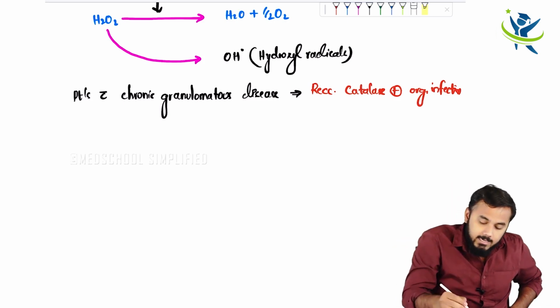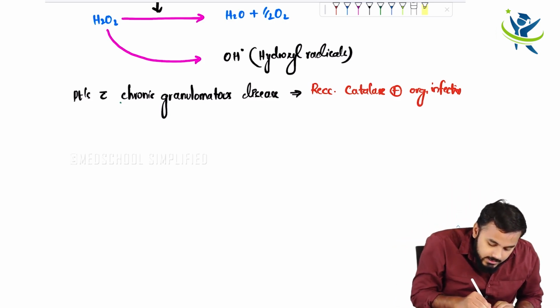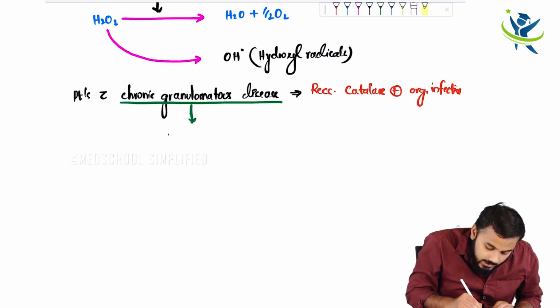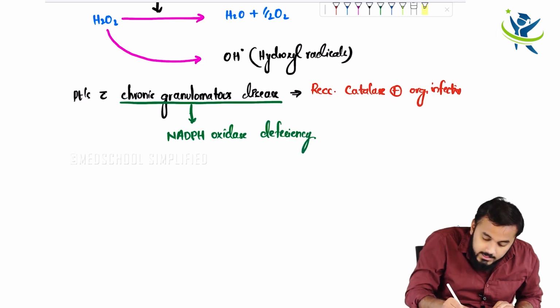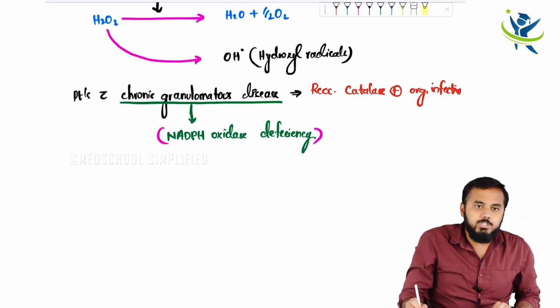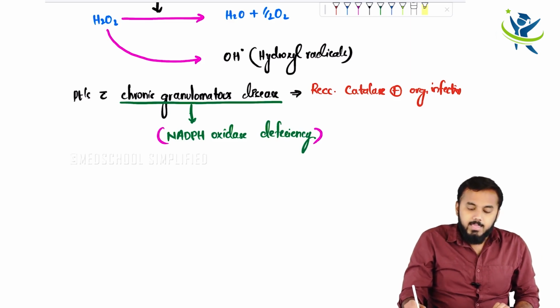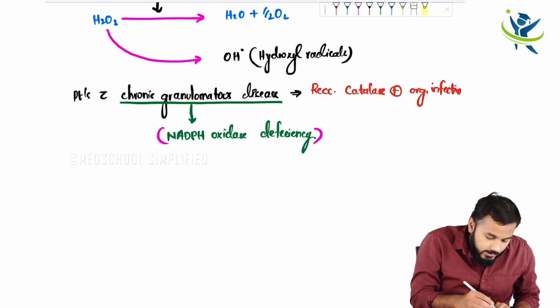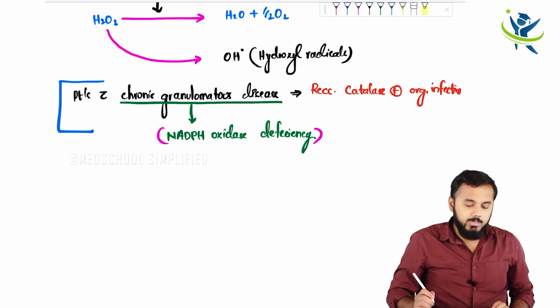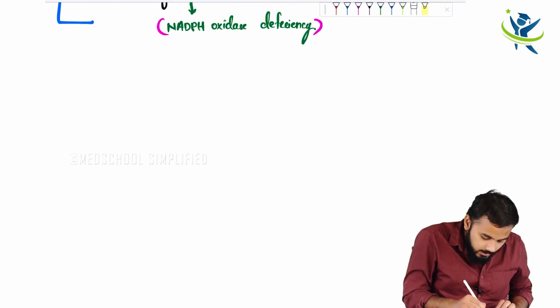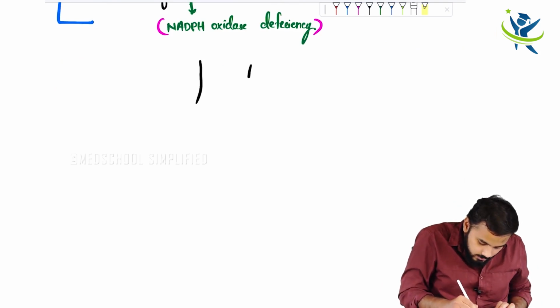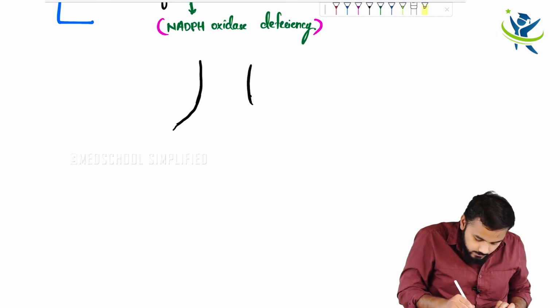Why? The reason is, in chronic granulomatous disease, there is NADPH oxidase deficiency. Fine. Can you explain it more? Yes. What is the important thing? How can I explain this to you? Let me put a picture over here.